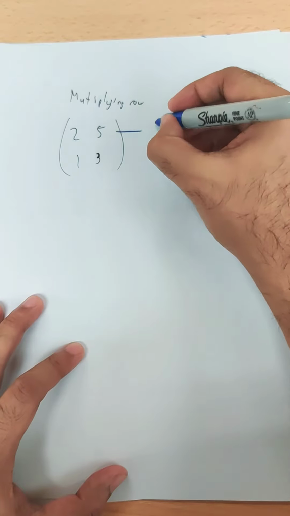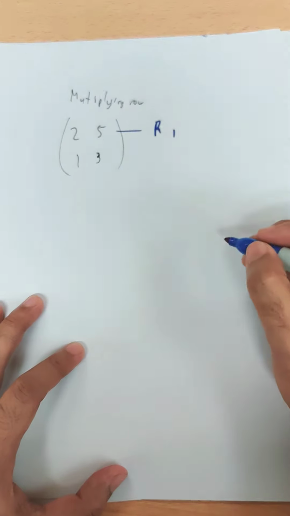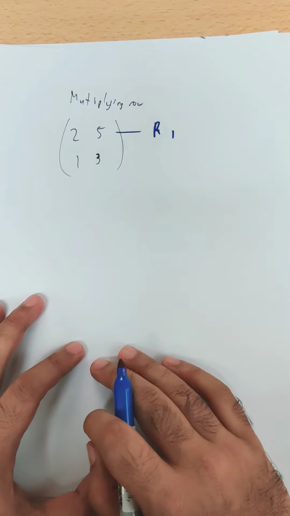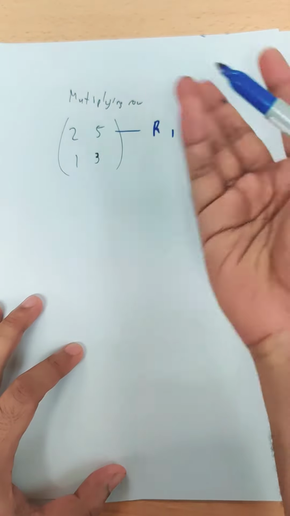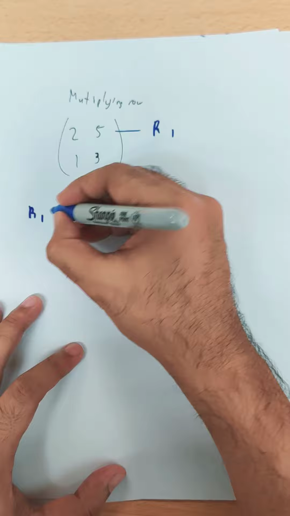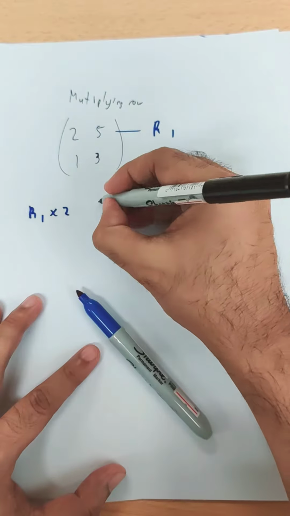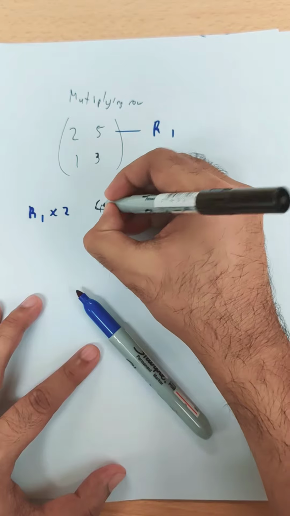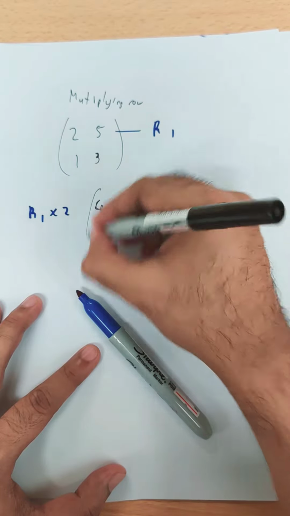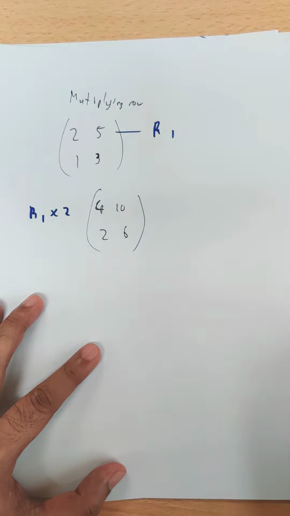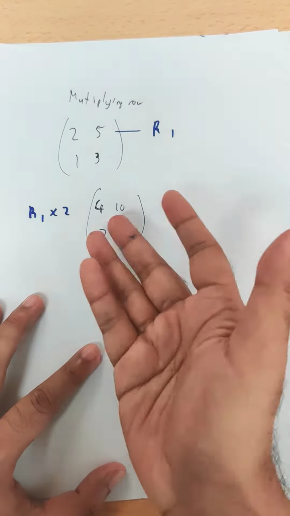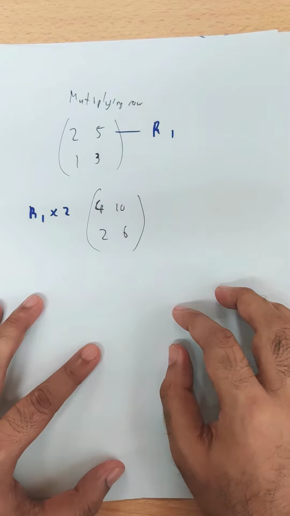Or maybe sometimes you would like to multiply rows. So let's say this is row 1, right? Sometimes you say, hey, I would like to multiply row 1. So you say row 1 times 2. So what I'll get is 4 10 2 6. I'm telling you all the tools right now. Don't worry, we'll go much deeper later. This is what we'll get. This is your new row 1.